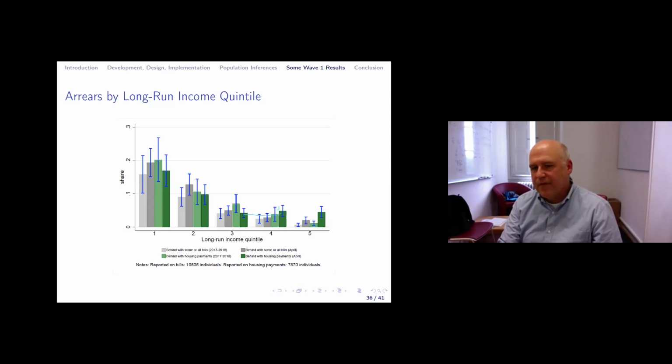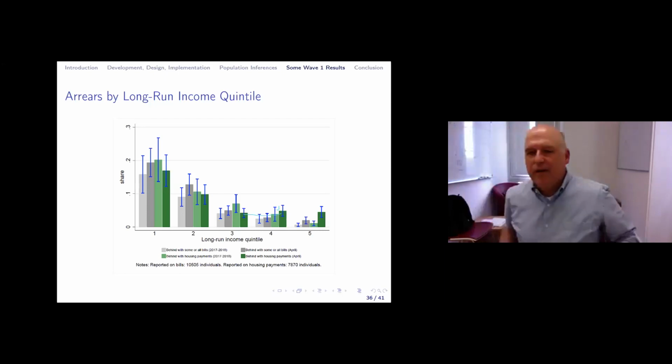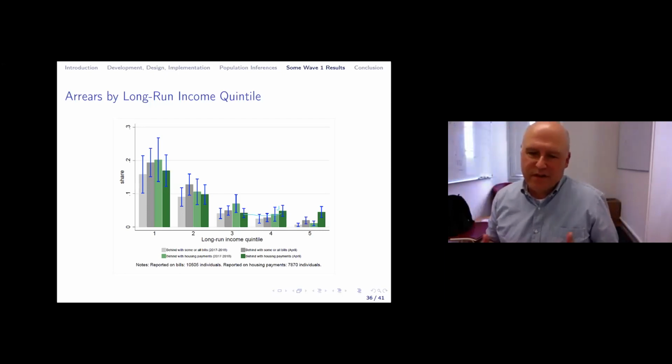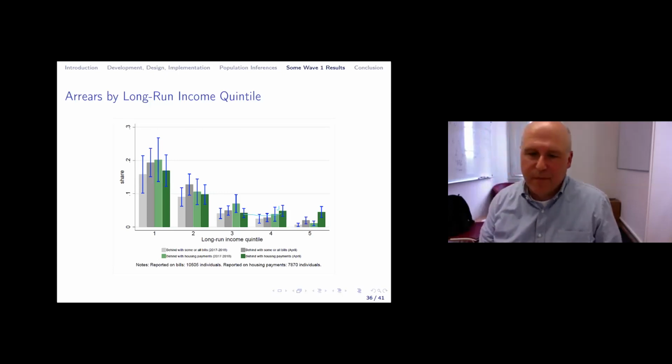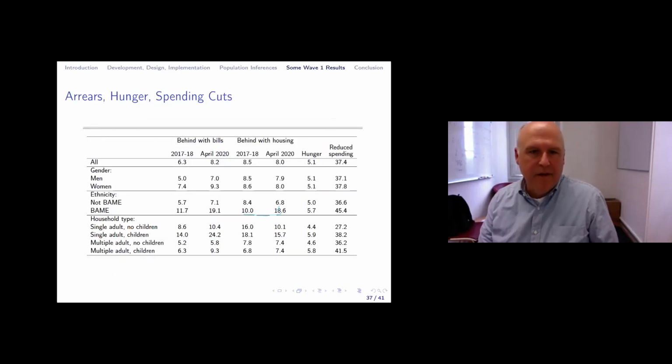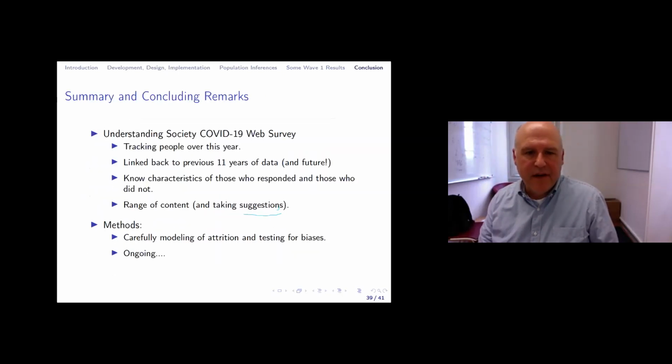At the top, we see the reverse pattern. It's arrears on housing payments that have gone up. This is something that someone should follow up, us or someone else in future work, but we think this probably has something to do with the ease of getting mortgage holidays versus rent holidays. At the bottom, it's hard to get a rent holiday. Higher up the income distribution, banks were giving out mortgage holidays. So I'm just going to skip to the very end.